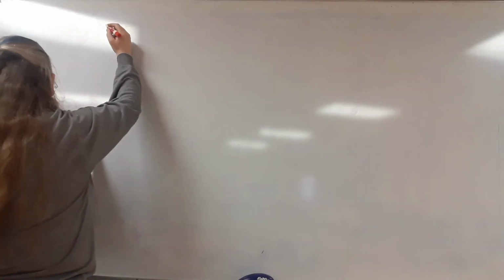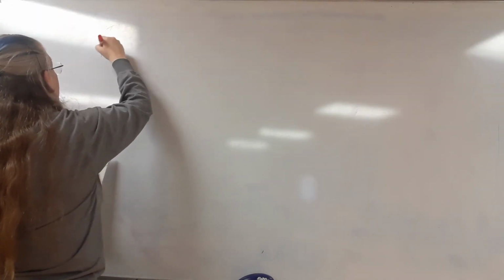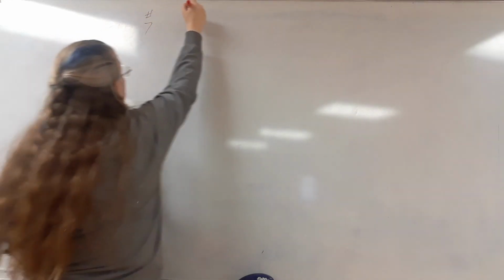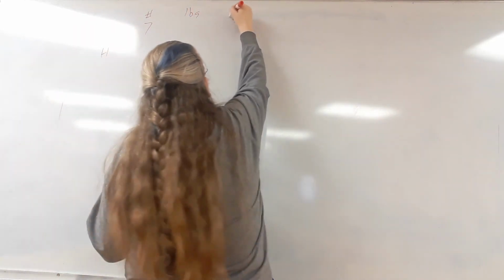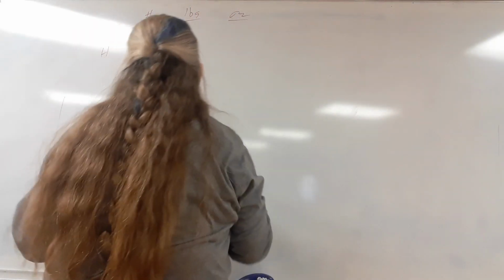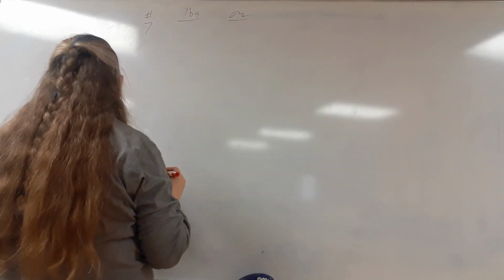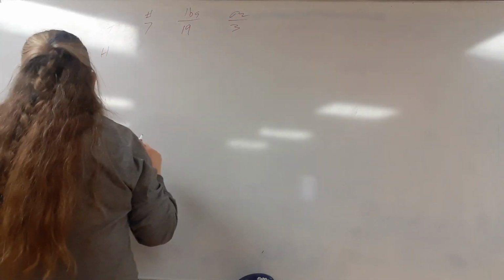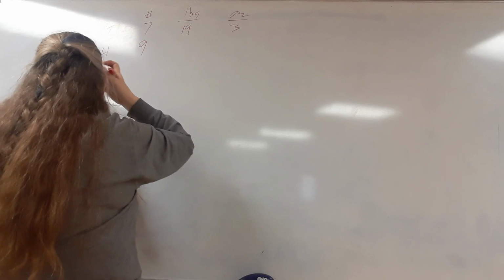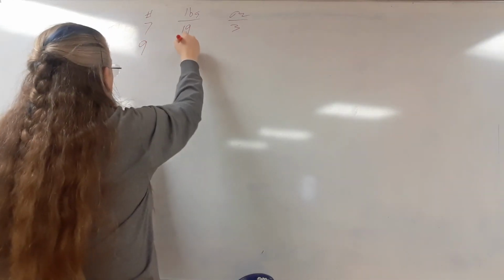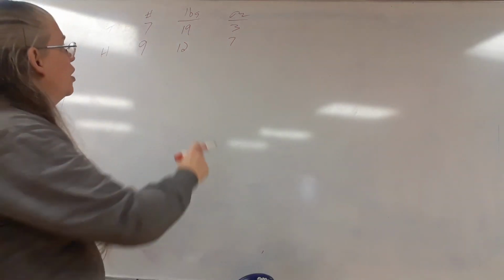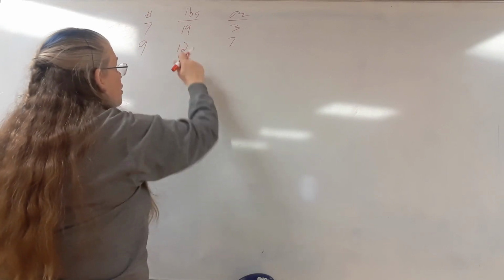So let's do turkey and ham. Turkey we had 7. I'll have the number here, of pounds here, of ounces here. 7, 19 pounds, 3 ounces. 9 hams, 12 pounds, 7 ounces. Okay, so now we have to multiply 7 times these two and 9 times these two.